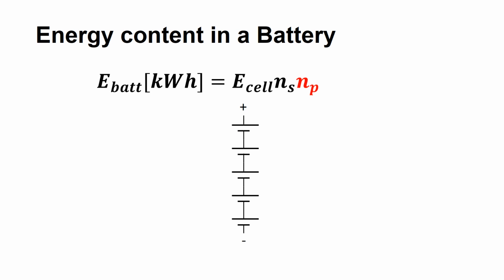NP is the number of cells in parallel. In general, if we have already decided the DC link voltage level and we need to add more energy content in the battery, one option is to add more parallel connected strings. Consider that we have 100 cells in series, each with 100 watt-hour capacity, and we have one string. This will be equal to 10 kilowatt-hours, which is a battery size in comparison to a plug-in hybrid today.